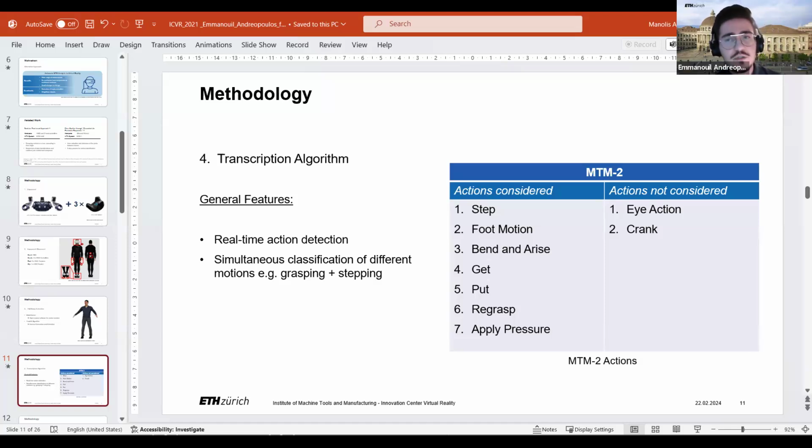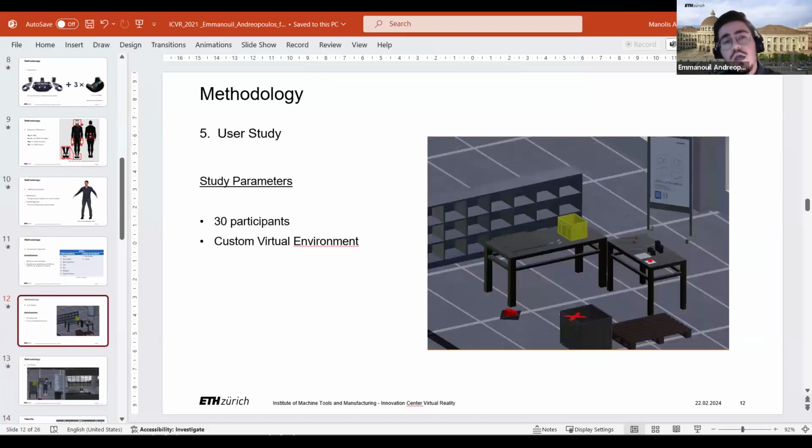The actions that were not considered are eye actions and trunk, since we didn't have the time to process these two actions. Because we don't have much time in this presentation, I'm not going to go into detail of the transcription algorithm process, which, however, can then be looked upon in our paper that is accompanying this presentation. The transcription algorithm that we developed was evaluated through a user study that had 30 participants and used a custom virtual environment, which is shown in this slide.